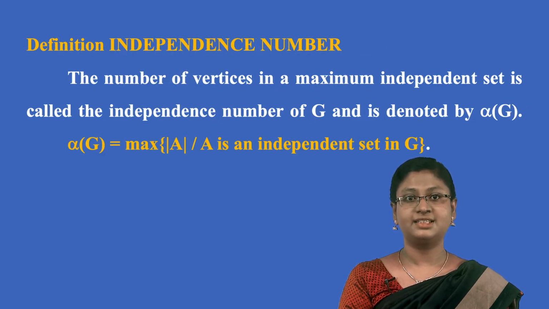So, does there exist a special name for the cardinality of this maximum independent set? Yes, there is. We will see the definition for that now. The number of vertices in a maximum independent set is called the independence number of G and is denoted by alpha of G. That is, alpha of G is the maximum of the cardinality of A, where A is an independent set in G.